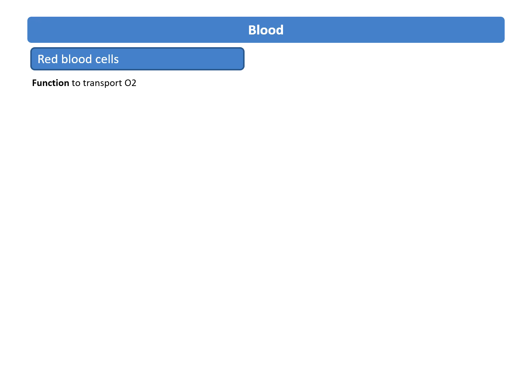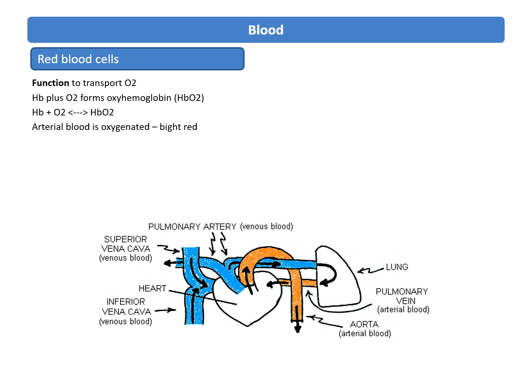The function of red blood cells is to transport oxygen. Hemoglobin plus oxygen forms a molecule called oxyhemoglobin, HbO2. And here's the formula: hemoglobin plus oxygen gives oxyhemoglobin. Now, actually, since the hemoglobin has 4 hemes, it binds to 4 oxygens, so this little equation is not a balanced equation.